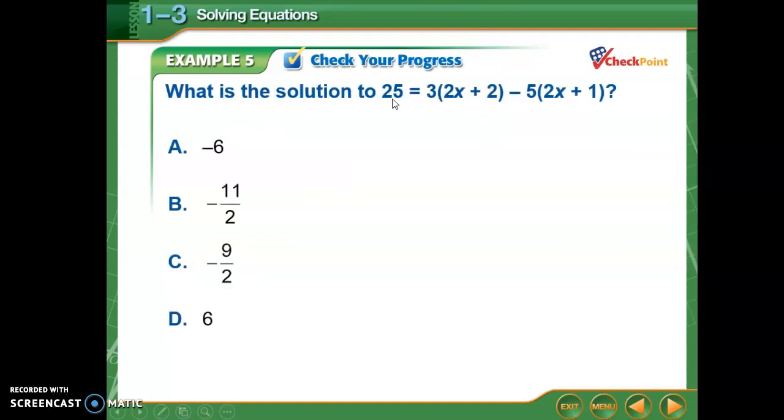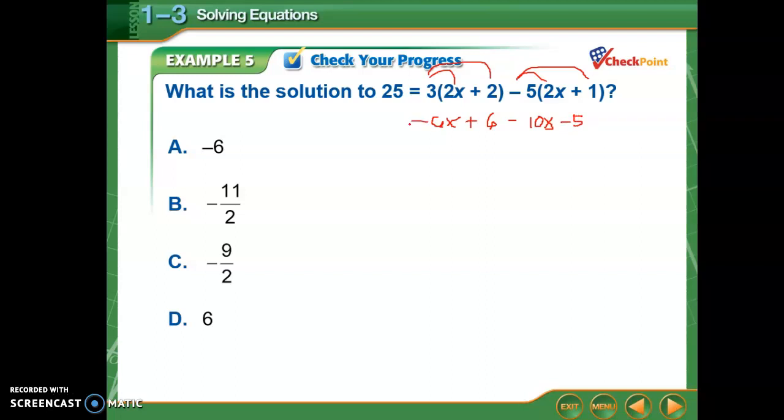Alright, let's move on to the next. Try this one, guys. 25 equals 3 times 2x plus 2, close parentheses, minus 5 times 2x plus 1. So, follow the steps. Distribute, then combine like terms. So, distribute that. So, that gives you 6x. Distribute 2, that will give you 6. Bring down the minus sign, 5 times 2, that gives you 10x. And then do the same thing, multiply. Negative 5 times 1, that gives you negative 5.